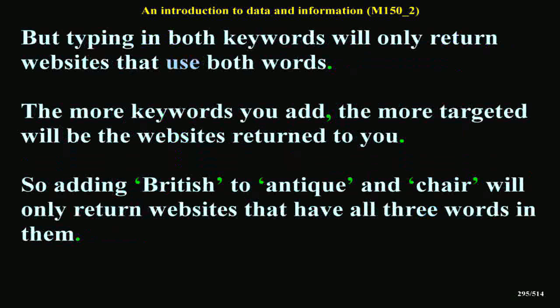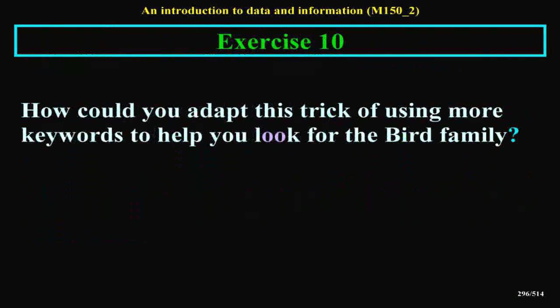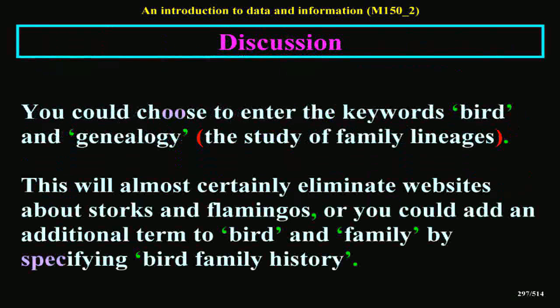But typing in both keywords will only return websites that use both words. The more keywords you add, the more targeted will be the websites returned to you. So adding British to antique and chair will only return websites that have all three words in them. Exercise 10. How could you adapt this trick of using more keywords to help you look for the bird family?